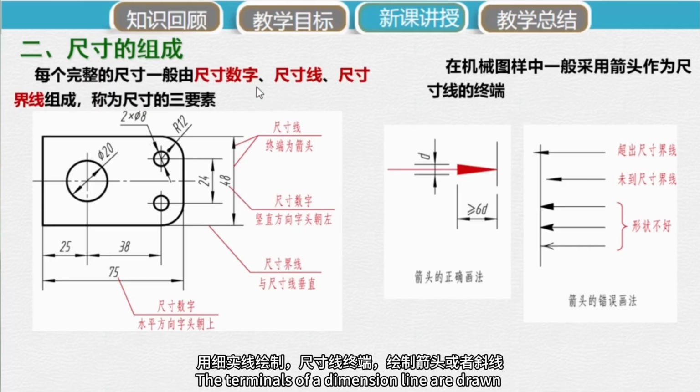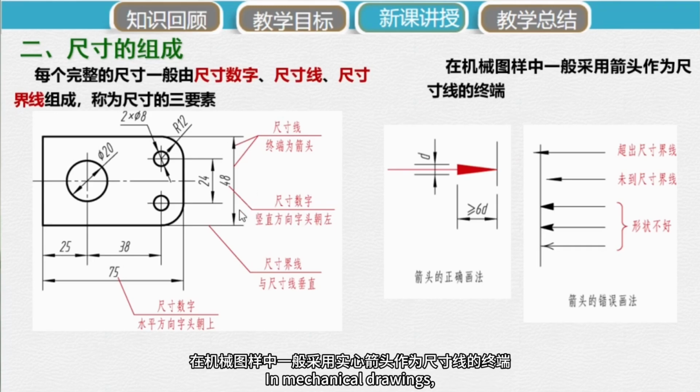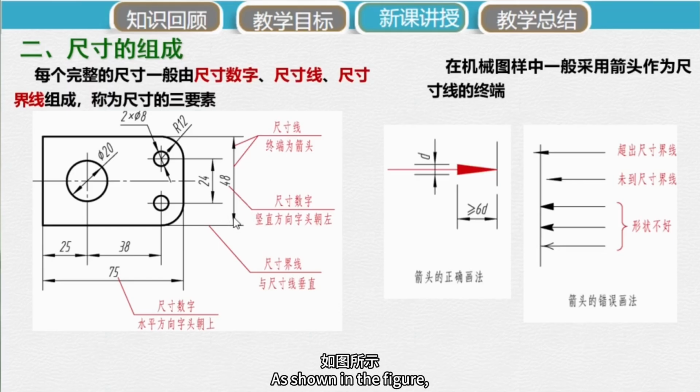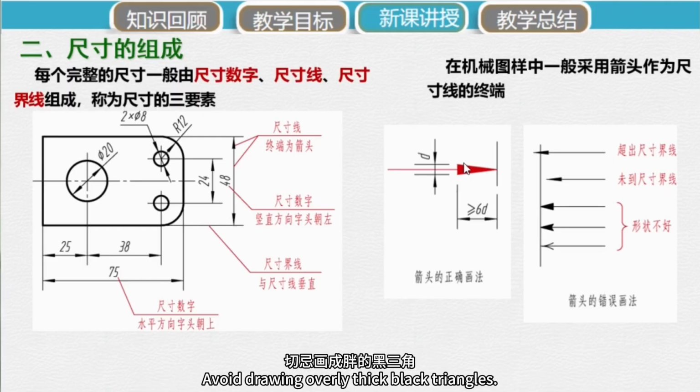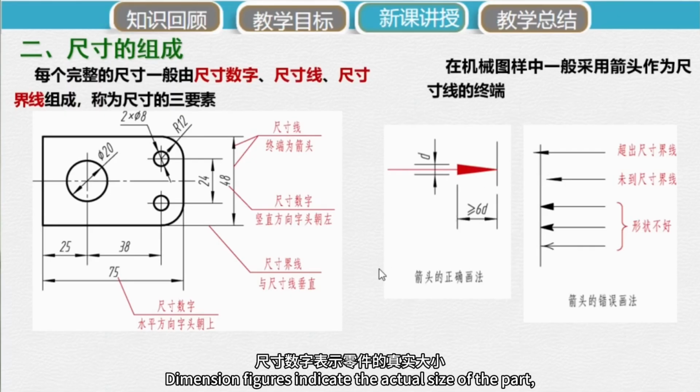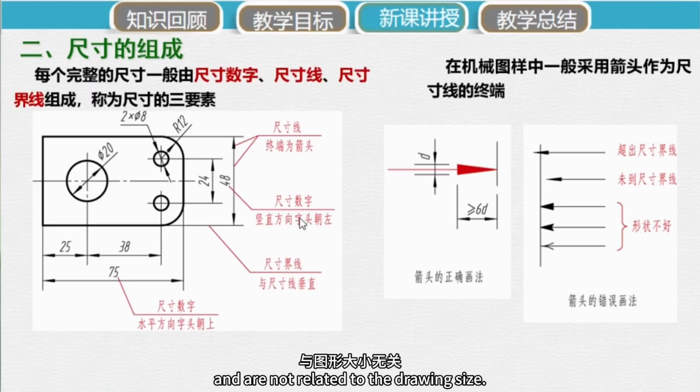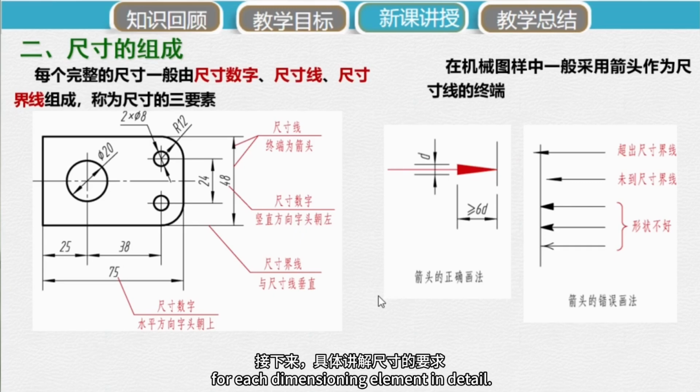The terminals of a dimension line are drawn as arrowheads or oblique strokes. In mechanical drawings, solid arrowheads are generally used as terminals of dimension lines. As shown in the figure, drawing arrowheads has specific proportional requirements. Avoid drawing overly thick, black triangles. Dimension figures indicate the actual size of the part, and are not related to the drawing size. Next, we will explain the requirements for each dimensioning element in detail.